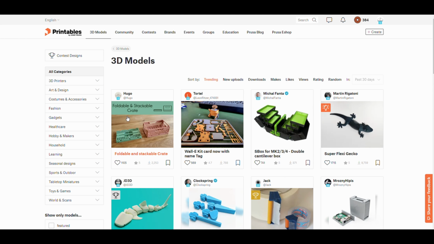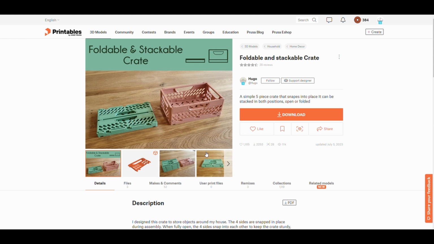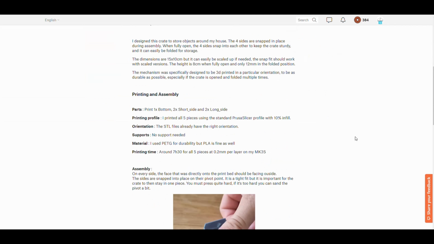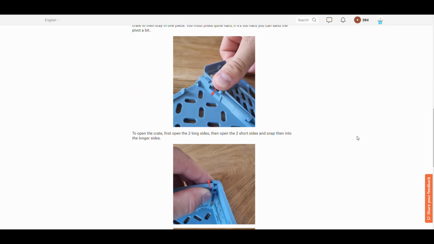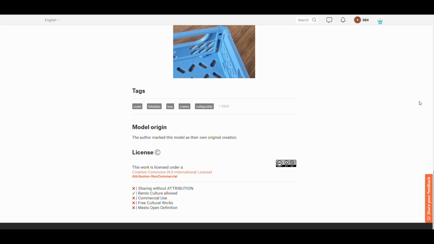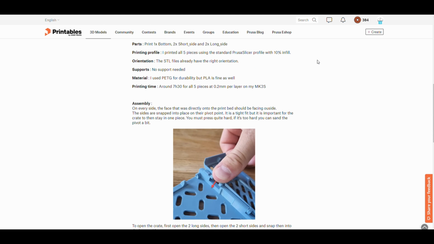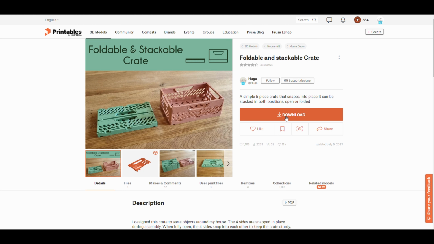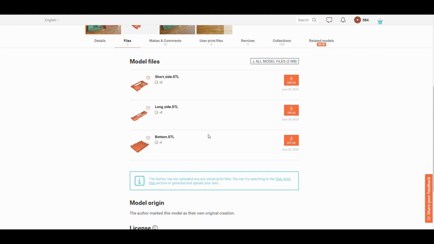Every week we're going to check out the top trending print from one of our favourite 3D printing sites, Printables, and see how good it really is. This past week ending on the 14th of July 2023, Printables has a folding storage crate that we're going to print out, put together, and see what it's really like. Let's go!